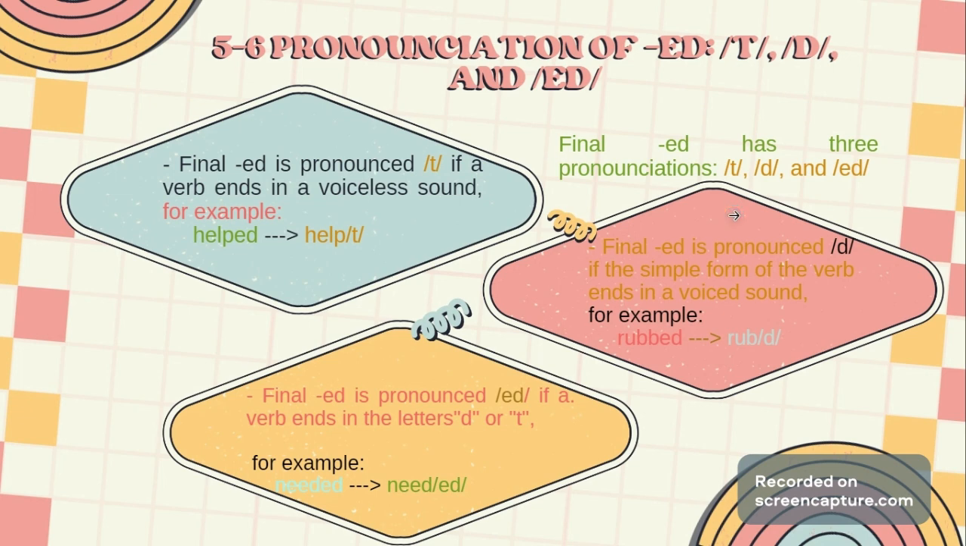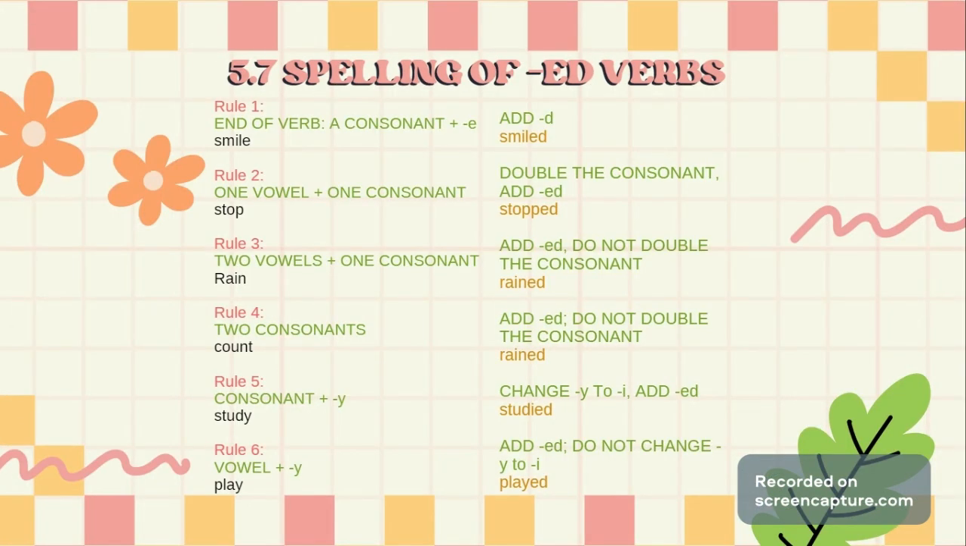Okay. Next, spelling of ed verbs. So we have some rules. Rule 1, if the verb ends in a consonant plus e, we have to add d. For example, smile becomes smiled. And rule 2, if the verb ends in one vowel plus one consonant, we have to double the consonant and add ed. As the example, stop becomes stopped.